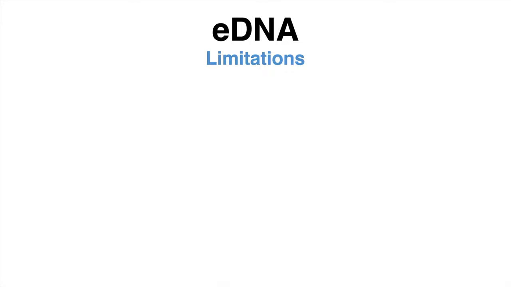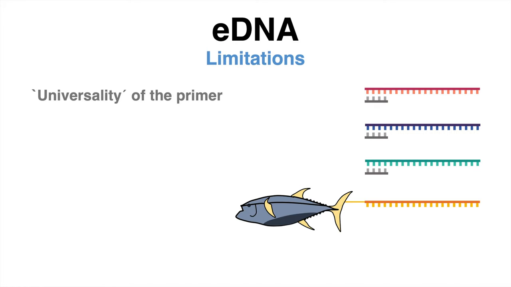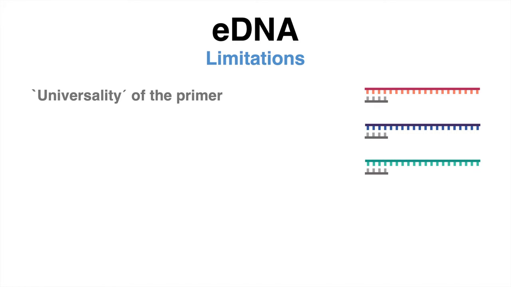One is that the primers used to amplify eDNA material need to be universal and bind to DNA from all target animals. But they need to be specific enough to exclude animals from outside the target group. If for one organism the primer binding sequence is different, the primer may not bind anymore and the DNA of the respective species will not be amplified. This species will not be detected in the study, even if the organism was present in the environment.